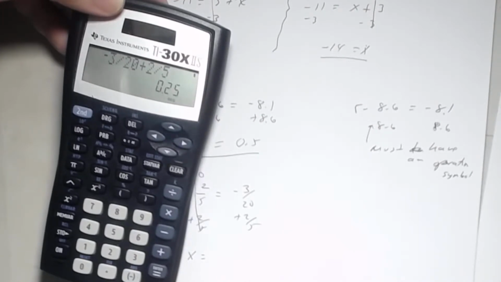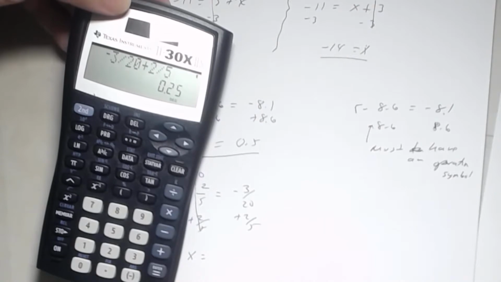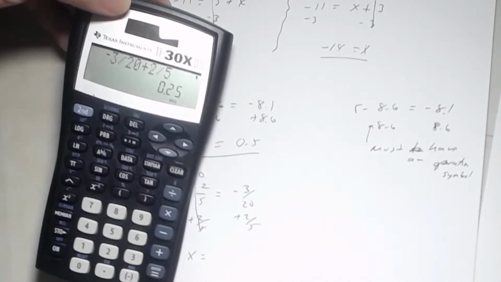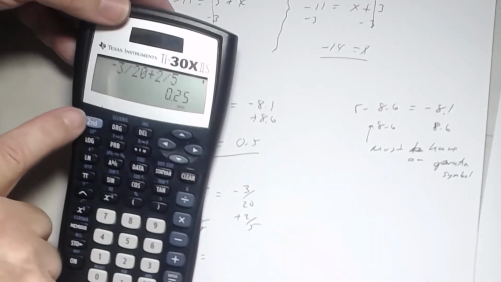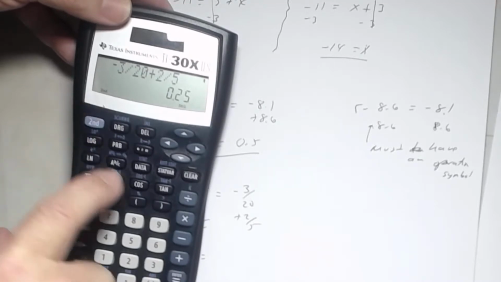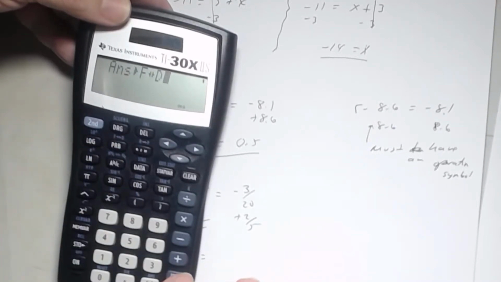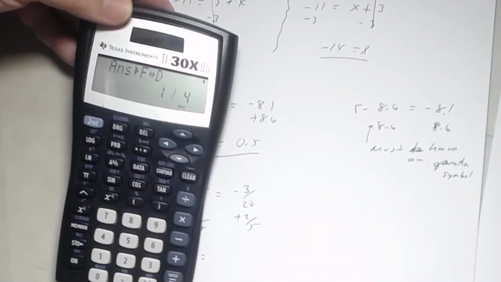Hopefully it's none of you, but if you could not remember that, then you're going to press what here? Second, and then PRB, and then press equal and get 1/4. Okay?